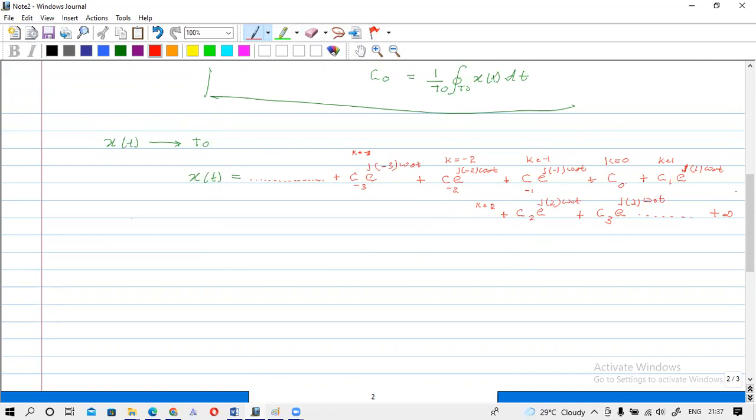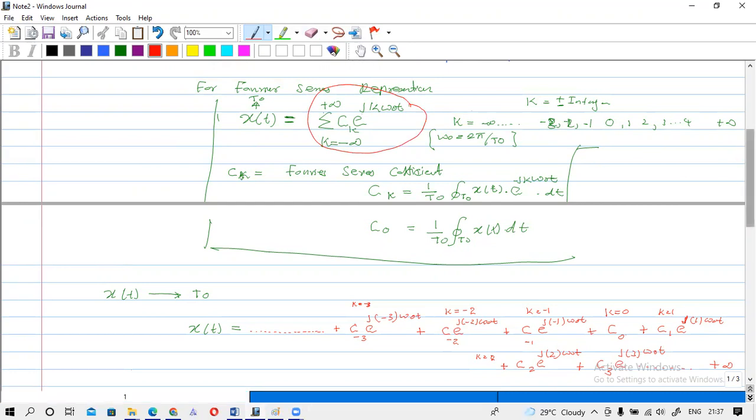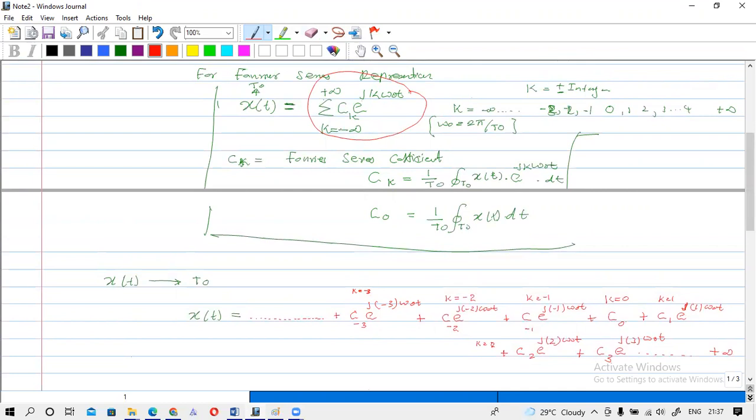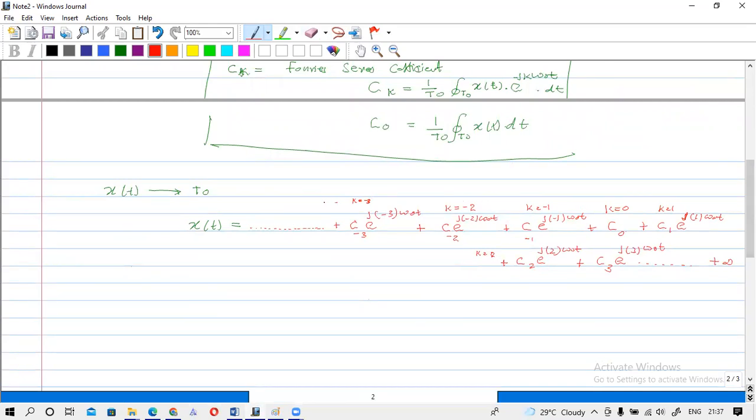I just expanded this term, nothing special. I just expand this term with respect to k. You know that k is from 0, minus 1, minus 2, minus 3, and so on up to minus infinity, and also 1, 2, 3, and so on up to plus infinity. When k is 0, the term is c naught and the other term will be 1, so you will get only c naught. When k is 1, the coefficient is c1 and you have e to the power j, k is 1, omega naught t, and when k is 2, c2 e to the power j2 omega naught t, and so on up to infinity.